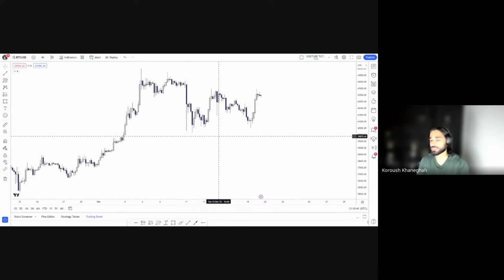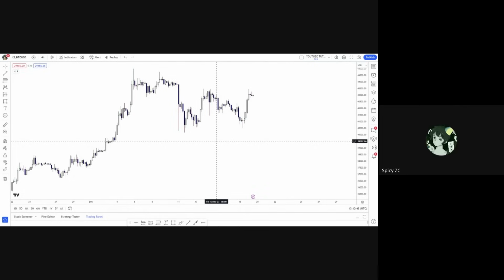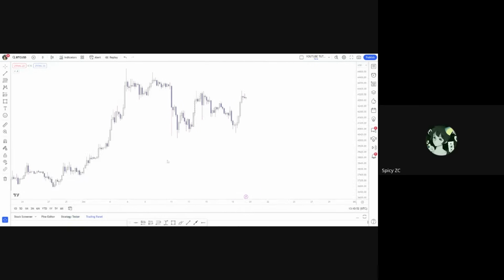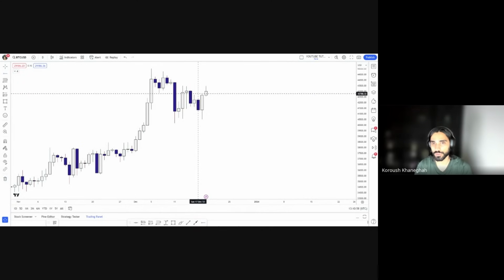Now, what I know Spicy likes to use is, Spicy, do you like daily or weekly open close? I can't remember which one. It was the previous day's high and the previous day's low. So here's what Spicy, for example, will do to mark out key levels that he's going to be watching. This is the previous day's high. Here's the previous day's low.